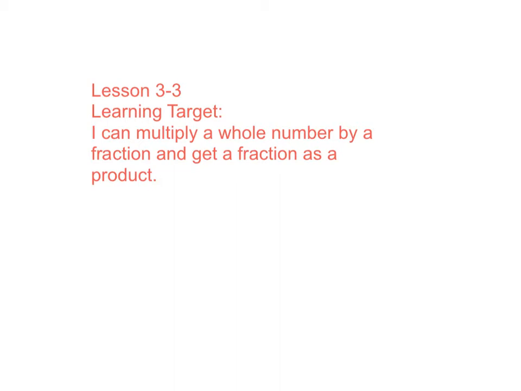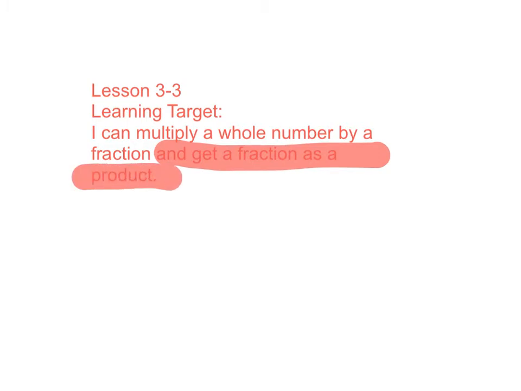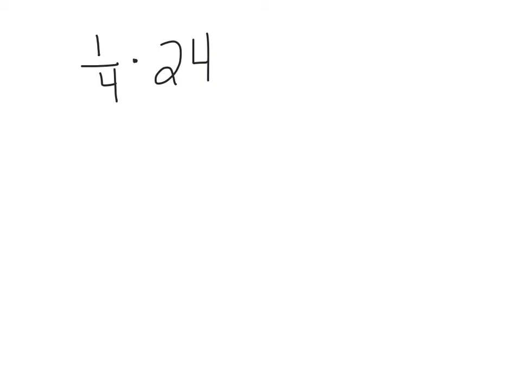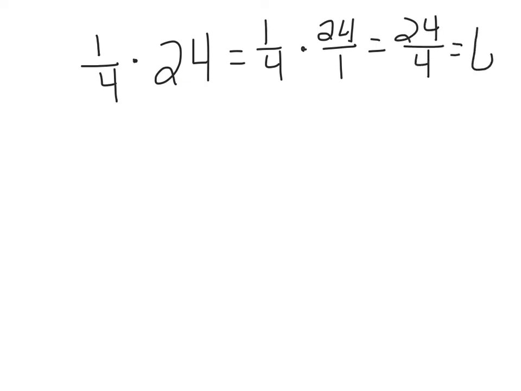Well, the difference is the last part of the sentence here that says, I will get a fraction as a product. All of the examples that we've been doing so far have produced a whole number as the product. Take, for example, this problem, 1/4 of 24. You know that that would be the same as saying 1/4 times 24 over 1, which would give you 24/4, and that's equal to 6.